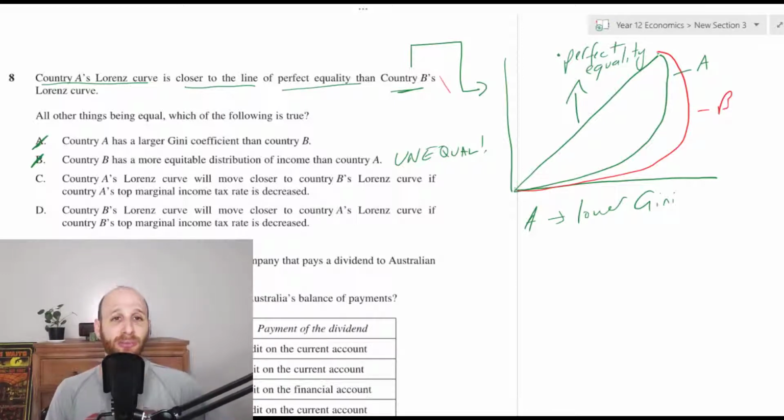Country A's Lorenz curve will move closer to country B if country A's top marginal income tax rate is decreased. Let's just go slow here. So what it's saying is this.